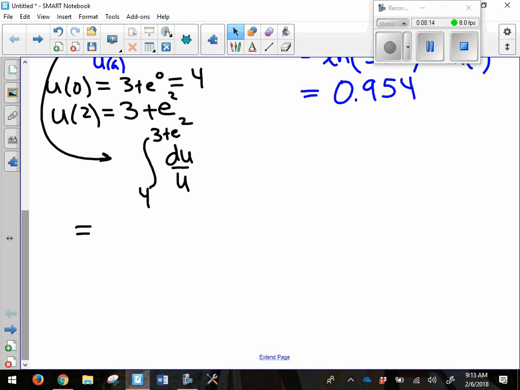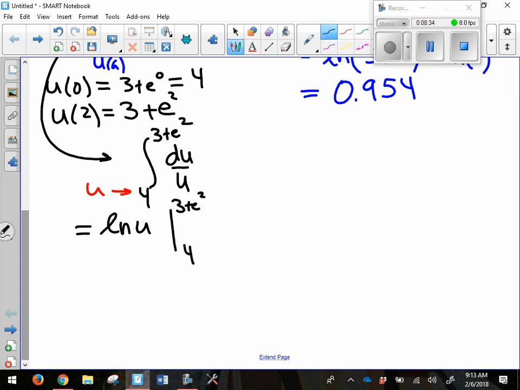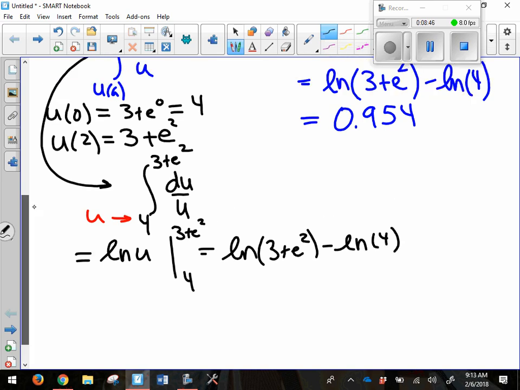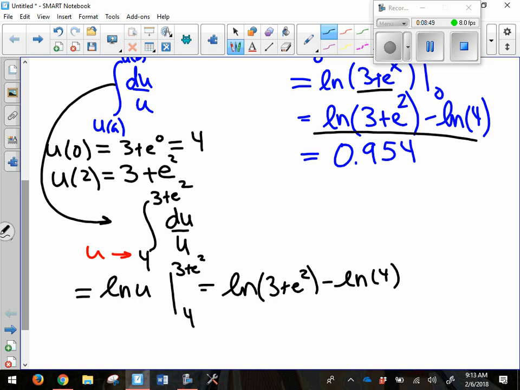But now remember that these limits of integration are in terms of u. So what's the integral of du over u? ln of u still. My limits go from 4 to 3 plus e squared. I get the natural log of 3 plus e squared minus the natural log of 4, which is in fact what I had up here.